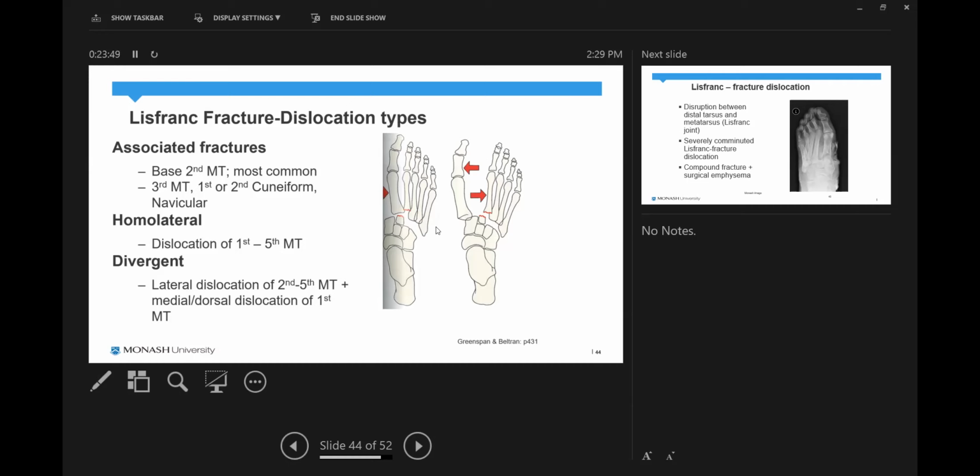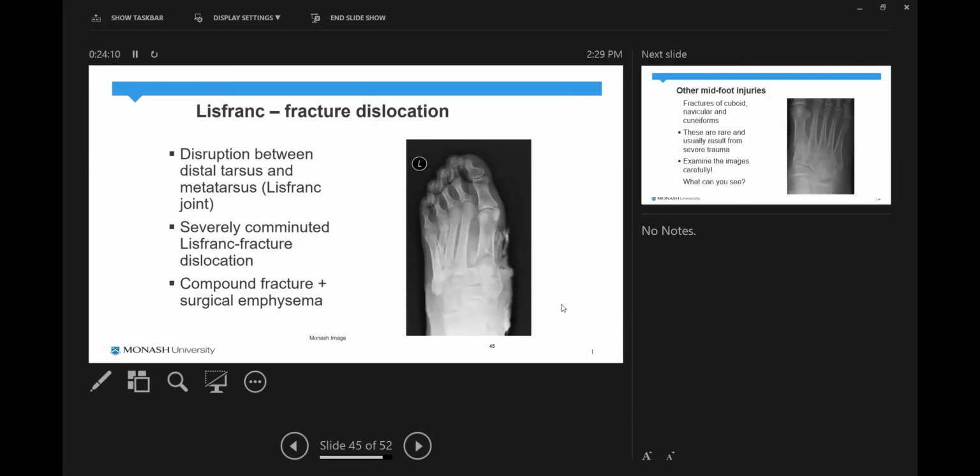laterally. And then you can get divergent dislocation, and that's where the second to the fifth metatarsal has dislocated from the first metatarsal. So a widened gap between the big toe and the second metatarsal would indicate that there is a divergent dislocation.